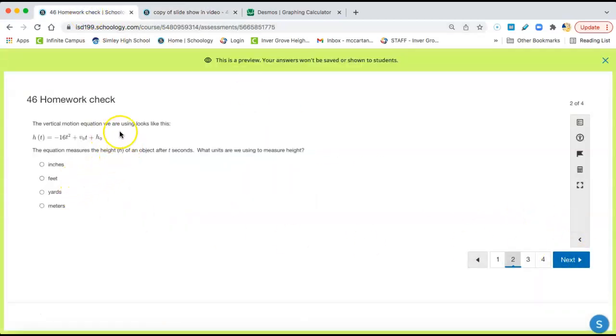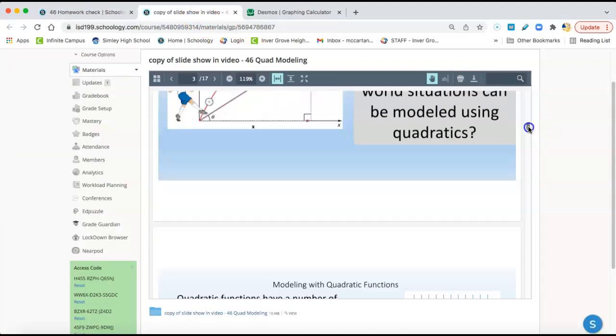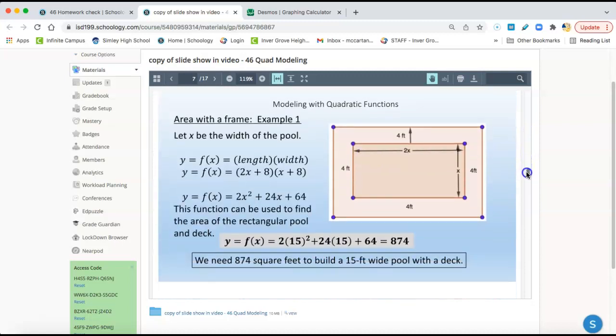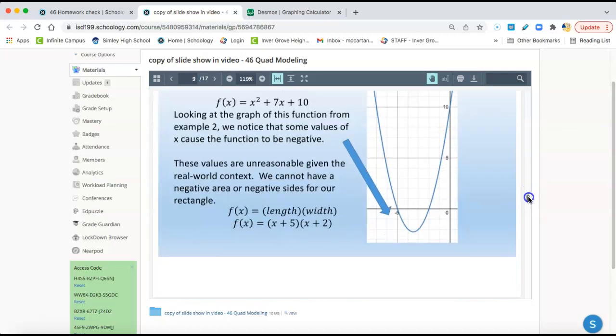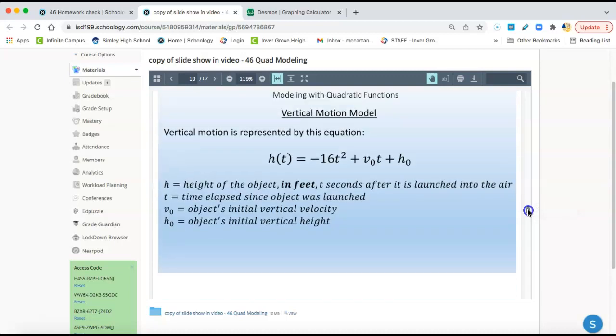Number 2, it's saying the vertical motion equation we're using looks like this. It measures the height of the object after t seconds. We'll measure it in seconds. What units are we using to measure the height? If you look at the slideshow, first we go through area of the frame, then we get to this one here. In feet, it says it right there. Height of the object in feet.